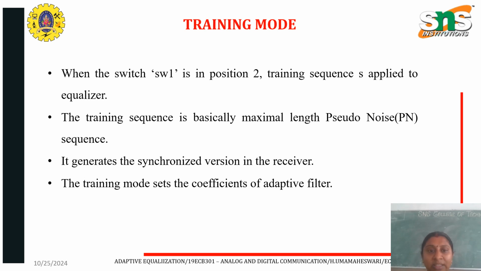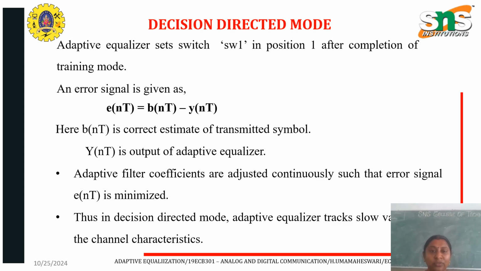In training mode, when switch 1 is in position 2, the training sequence is applied to the equalizer. The training sequence is basically a maximal length pseudo noise sequence, which generates a synchronized version in the receiver. The training mode sets the coefficients of the adaptive filter.